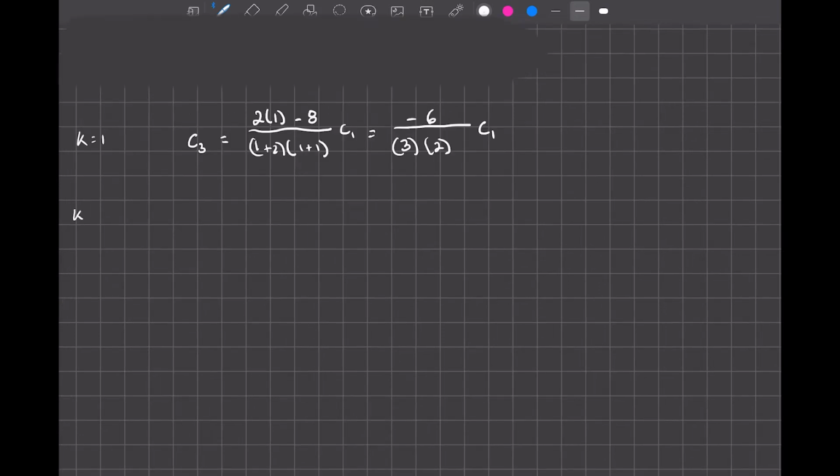Now let's go to k equals 2. That was c4. And again, we'll plug k into that equation we found.